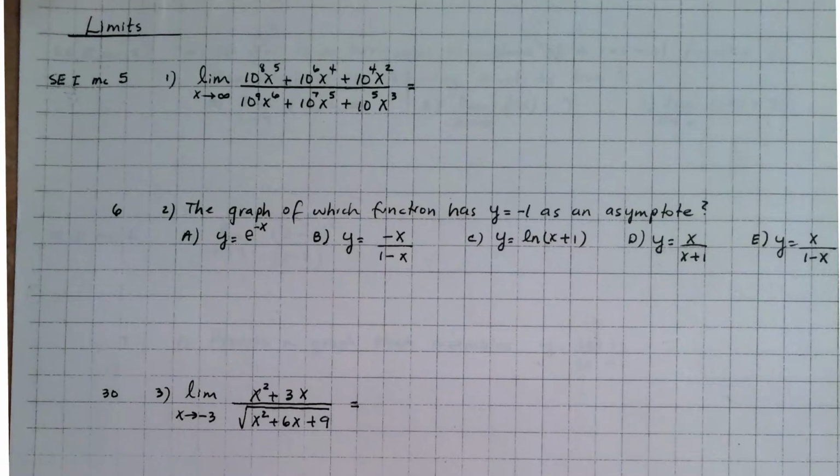Okay, so here's the AP packet, and I'm just gonna give you a few pointers on some of these questions. Let me start with question number 2. The graph of which function has y equals -1 as an asymptote.